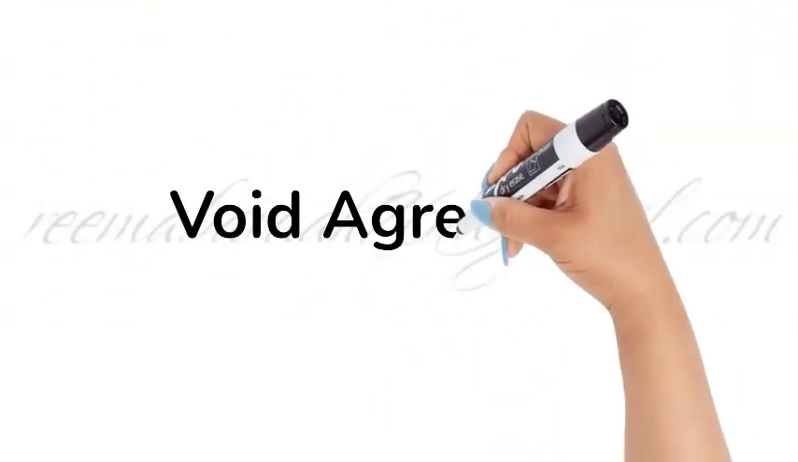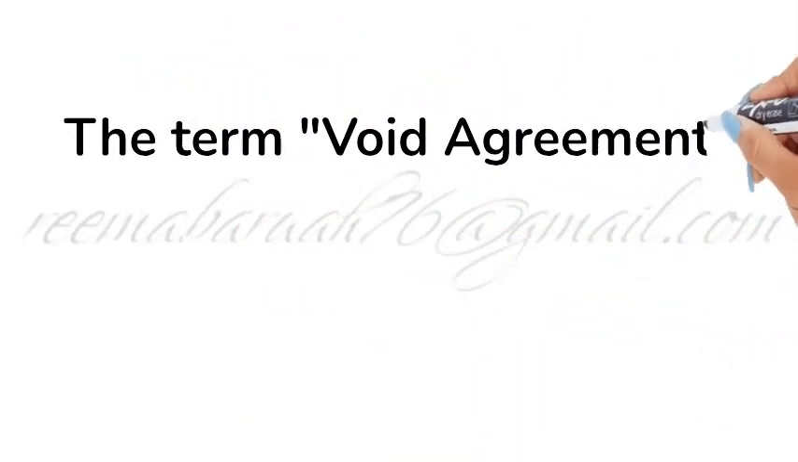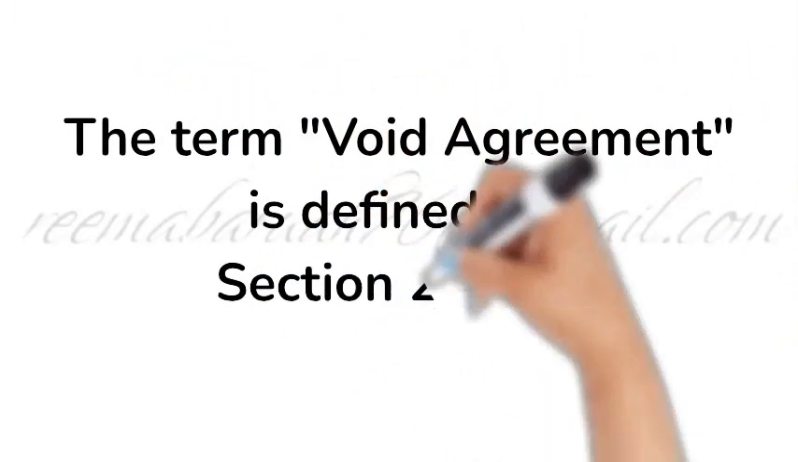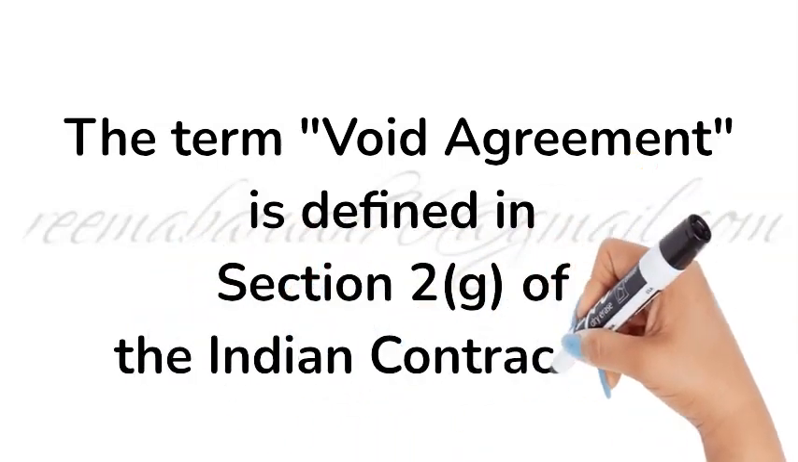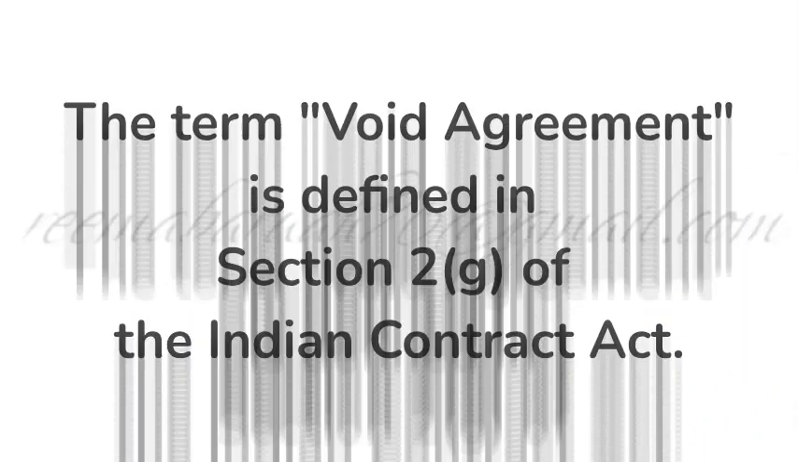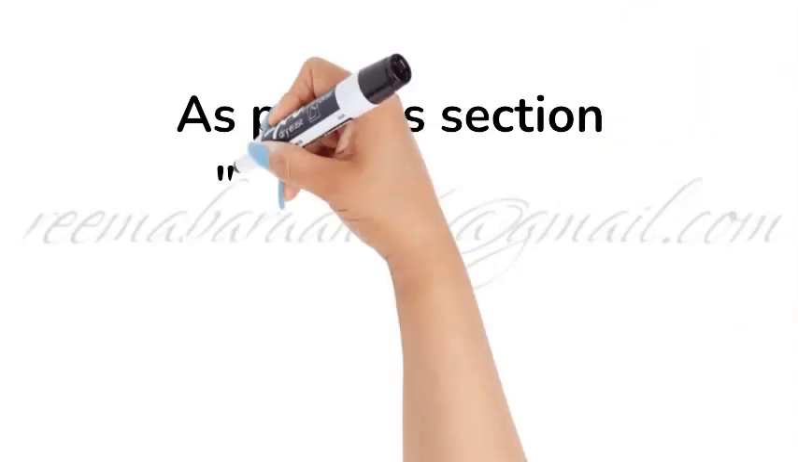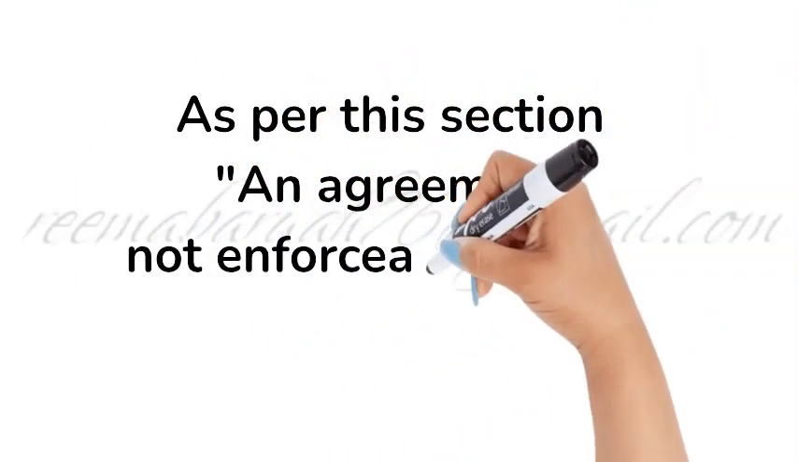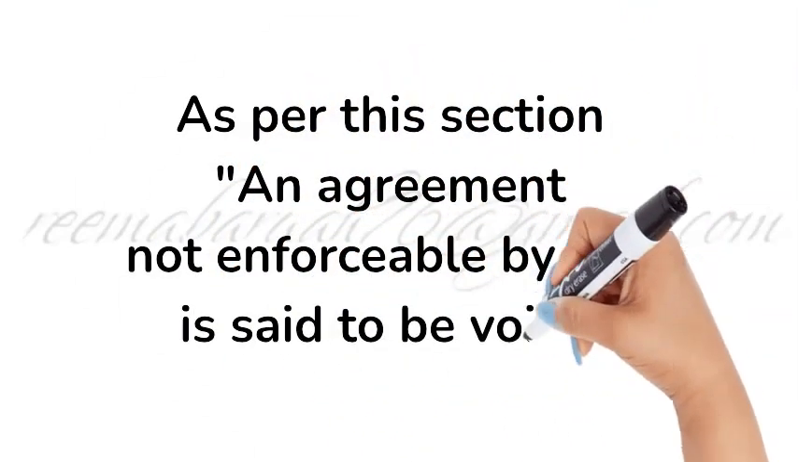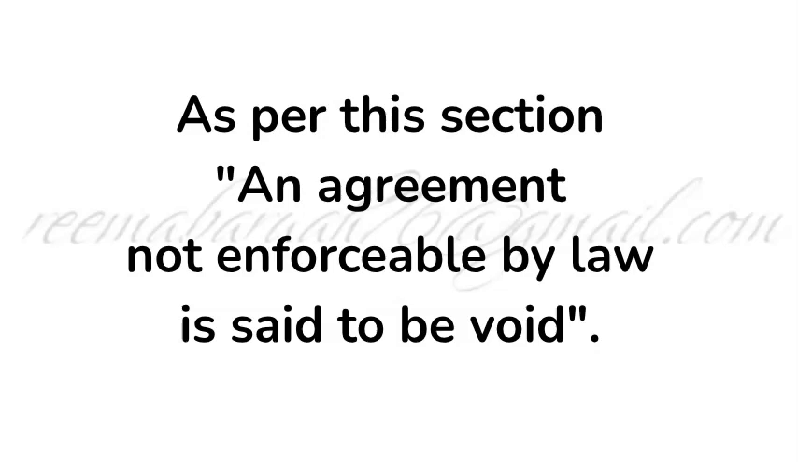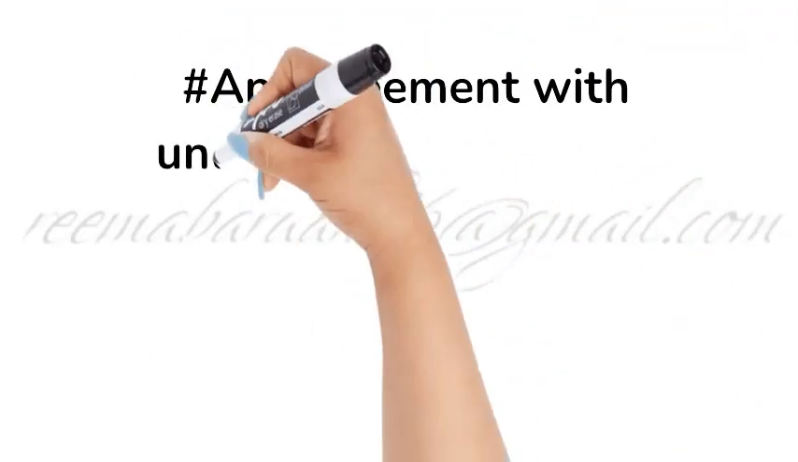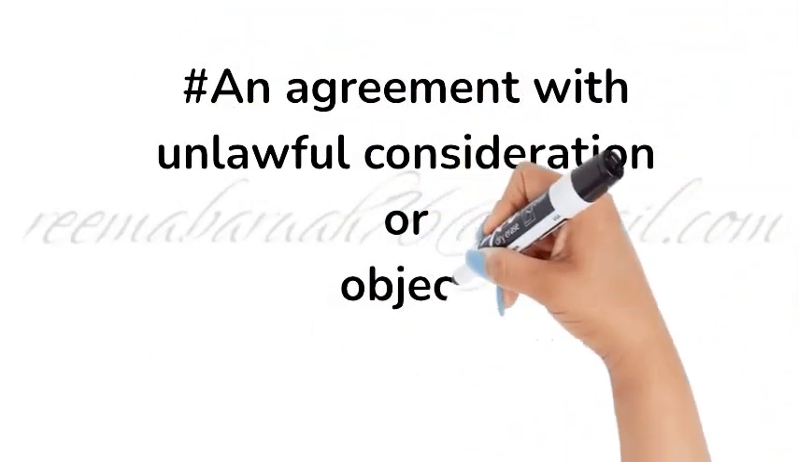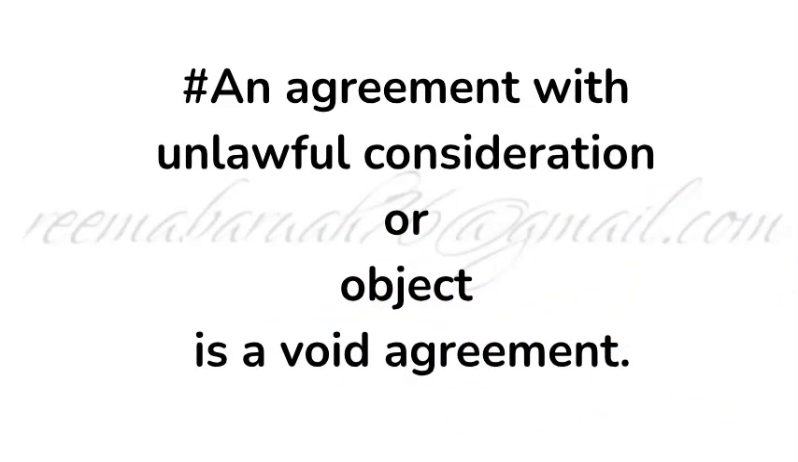Next point, void agreement. The term void agreement is defined in Section 2, Clause G of the Indian Contract Act. As per this section, an agreement not enforceable by law is said to be void. An agreement with unlawful consideration or object is a void agreement.